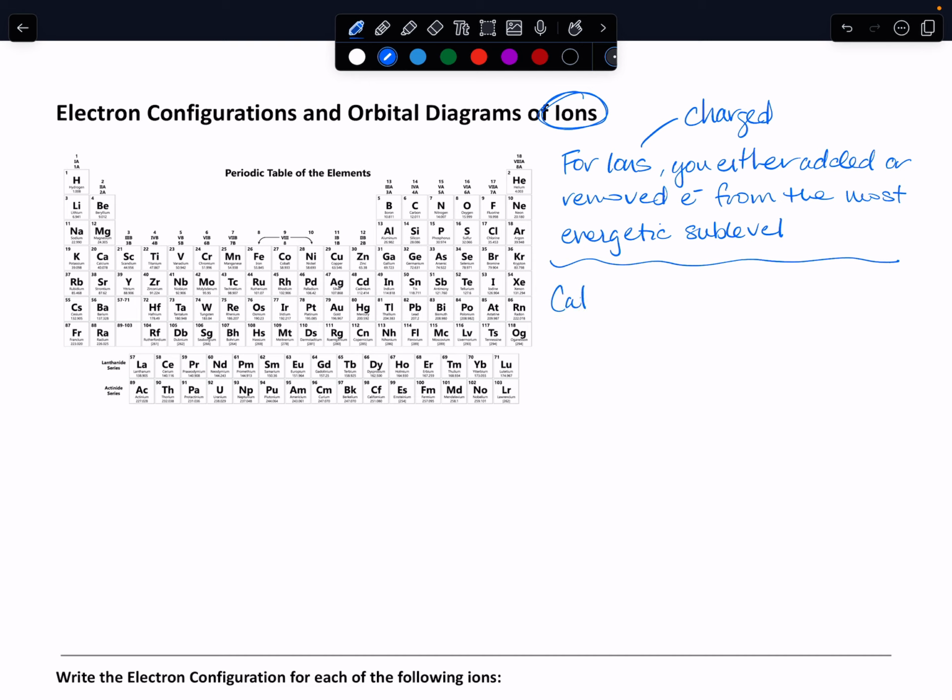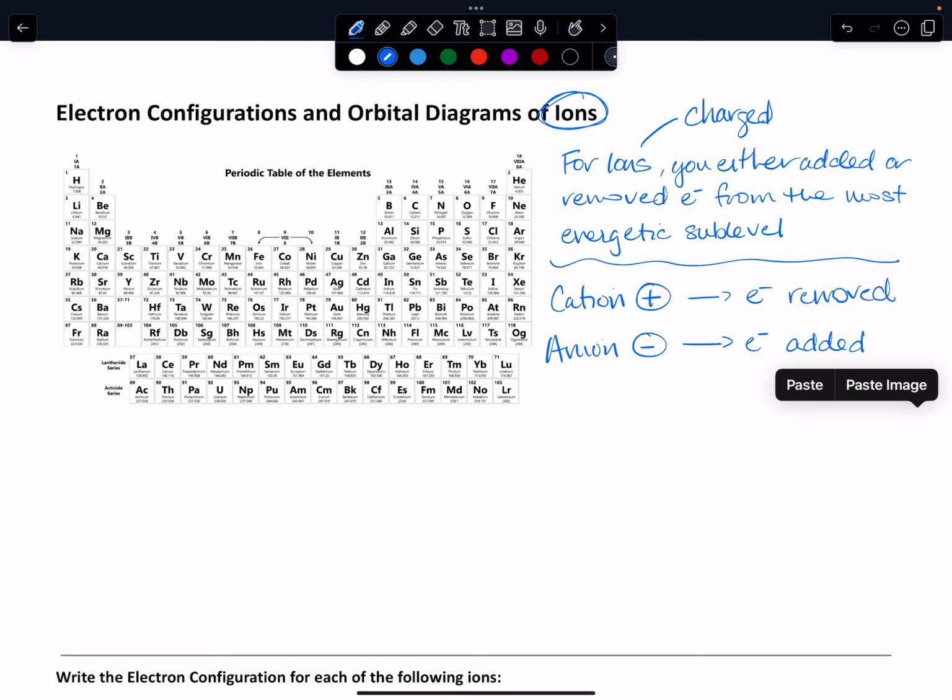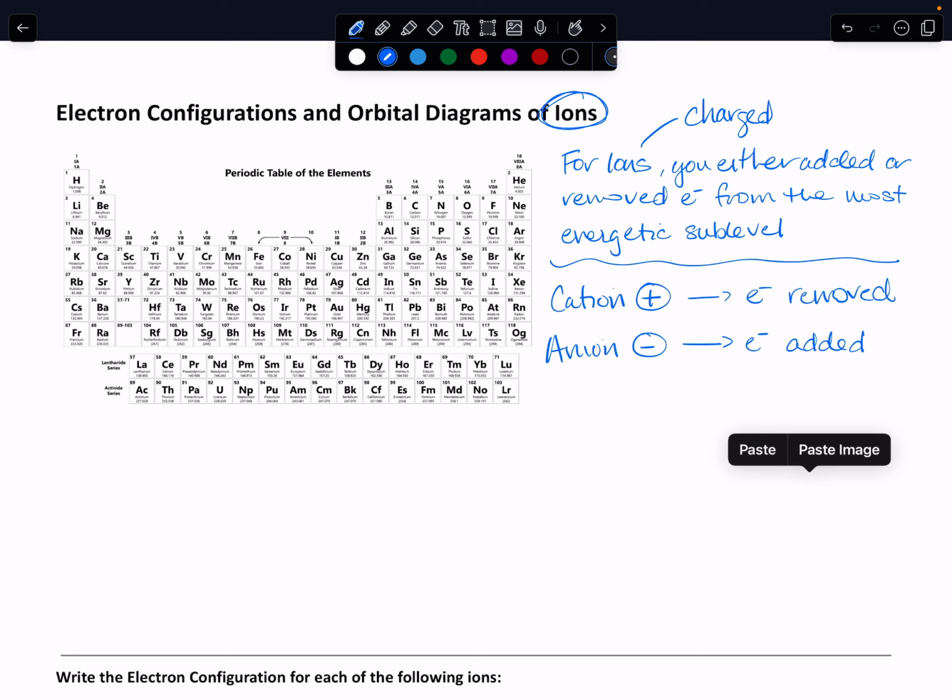Now remember, we've defined a cation as a positively charged ion, which means that electrons have been removed. And an anion is a negatively charged ion, which means electrons have been added. Now we're not going to get into where these electrons are coming from or where they are going in this video. That's beyond the scope, and it's going to be more important when we talk about bonding. But we're just reminding ourselves of those definitions. So we're going to do two quick examples.